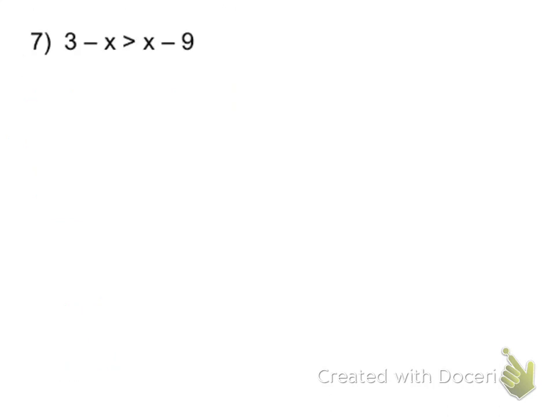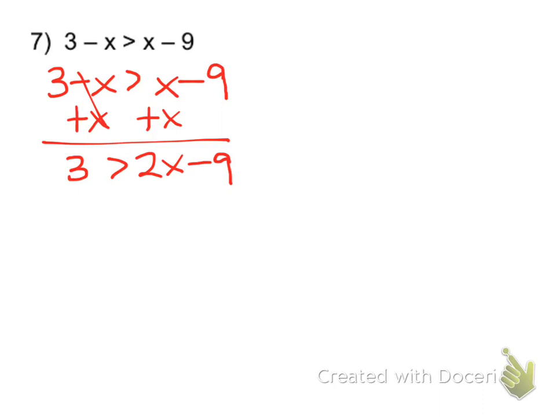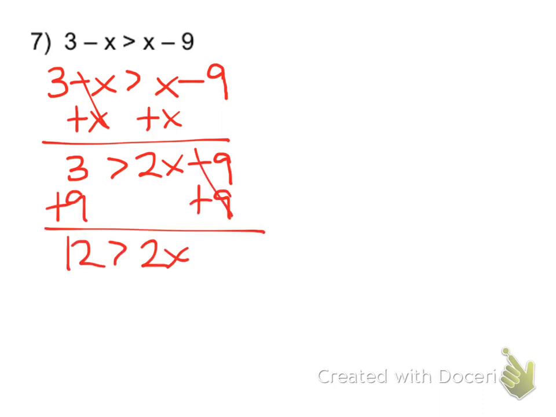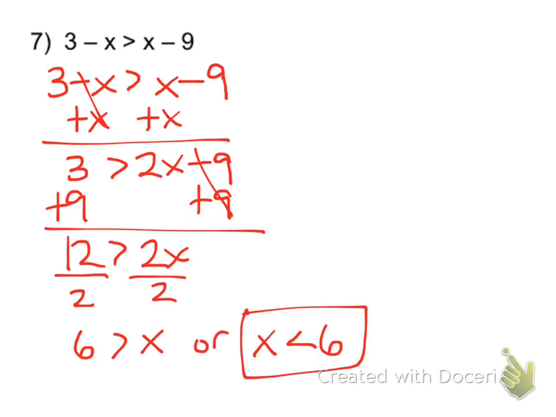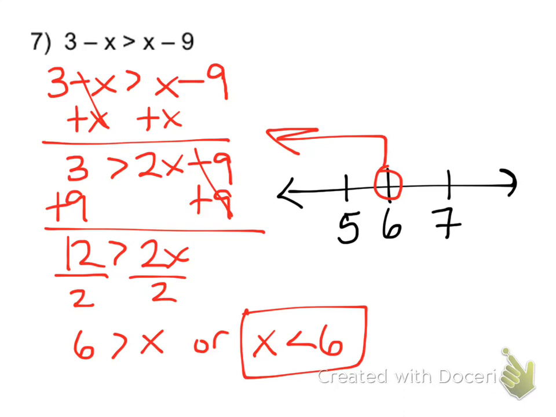Now go ahead and try to do number 7. And what I would do is maybe pause the video at this point and do this on your own and see if you can come up with the correct solution and graph. And the solution is X is less than 6, so there will be a closed circle on the 6 and the arrow going to the left.